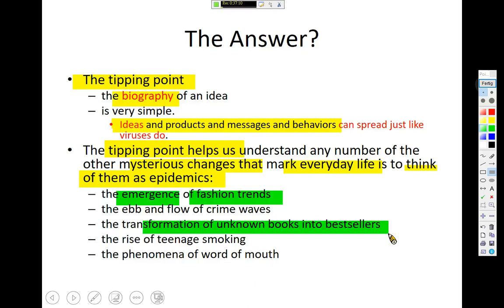Okay, so you will see that there are some mysteries. One book was sold in the market, maybe for decades, no one cared. But suddenly people just rush in to buy the book from the stores. And the rise of teenage smoking. Sometimes, we have no idea. And the phenomenon of word of mouth and so on.